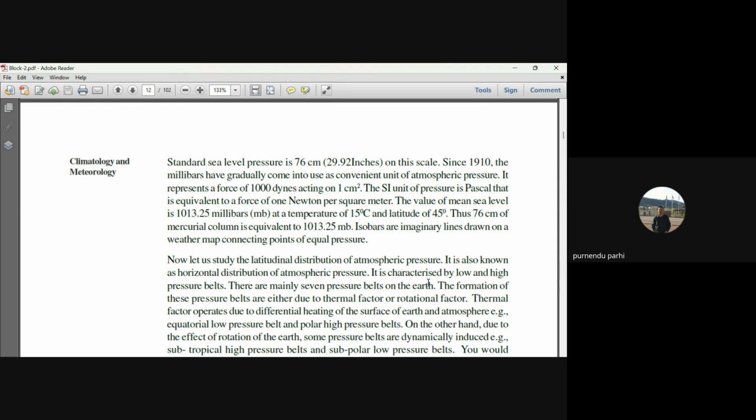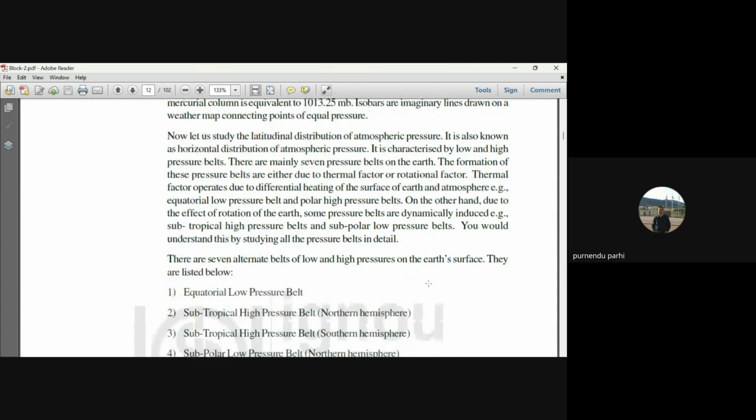Now let us study the latitudinal distribution of atmospheric pressure. It is also known as horizontal distribution of atmospheric pressure. It is characterized by low and high pressure belts. There are mainly seven pressure belts on the earth. The formation of these pressure belts is due to either thermal factor or rotational factor. Thermal factor operates due to the differential heating of the surface of earth and the atmosphere. Equatorial low pressure belt and polar high pressure belt are thermally induced. On the other hand, due to the effect of rotation of Earth, some pressure belts are dynamically induced: subtropical high pressure belt and subpolar low pressure belts. You would understand this by studying all the pressure belts in detail.